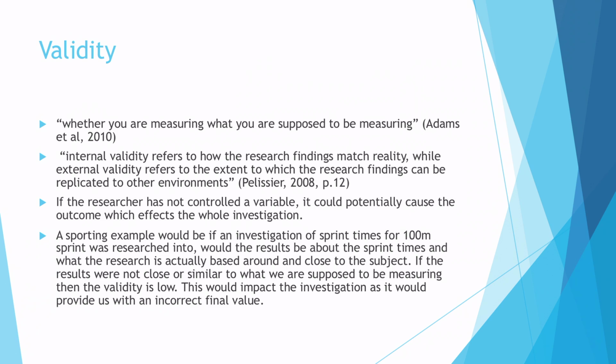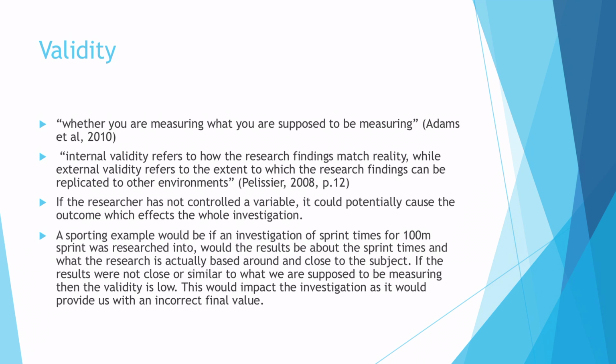If the researcher has not controlled a variable, it could potentially cause the outcome, which affects the whole investigation. So if a researcher is testing sprint speed and cannot control distractions which could distract the person getting tested, that could completely affect the results of the participant, which would cause the whole investigation to be affected and impacted negatively, and would lead to incorrect results and measurements.